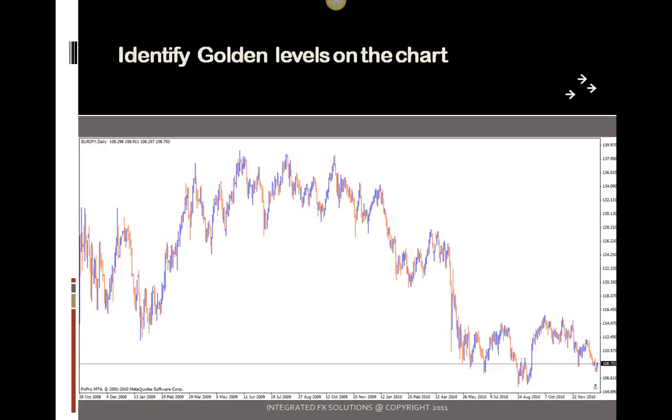Identify golden levels on the chart. The first thing we have to do here is to locate a support and test if it has acted as resistance in the past. Once that is established, then we have a golden level. There are several golden levels on the chart. Can you identify them?